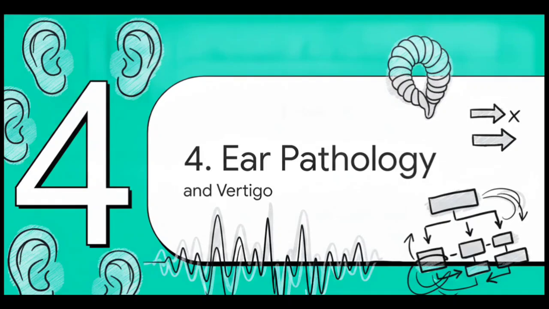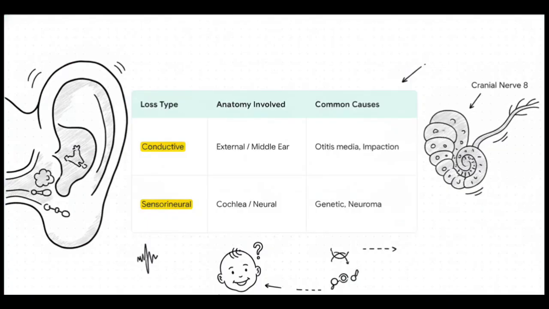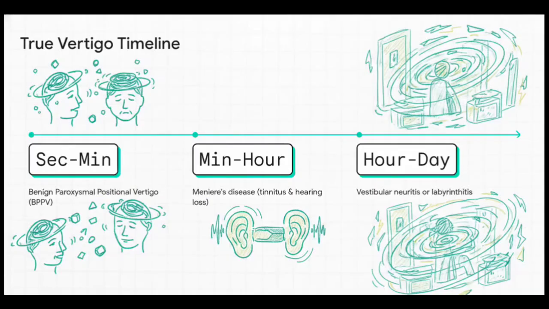Section 4. Ear pathology and vertigo. It is so essential to classify hearing loss correctly right out of the gate. Conductive hearing loss stems from a physical blockage or mechanical failure in the external canal or middle ear. Think otitis media, cerumen impaction, or ossicle issues. Sensorineural hearing loss involves the inner ear structures, specifically the cochlea or the cochlear neural pathway. Fun fact, congenital sensorineural hearing loss occurs in about 1 in 1,000 newborns, and roughly half of those cases are genetic. Let's tackle dizziness.